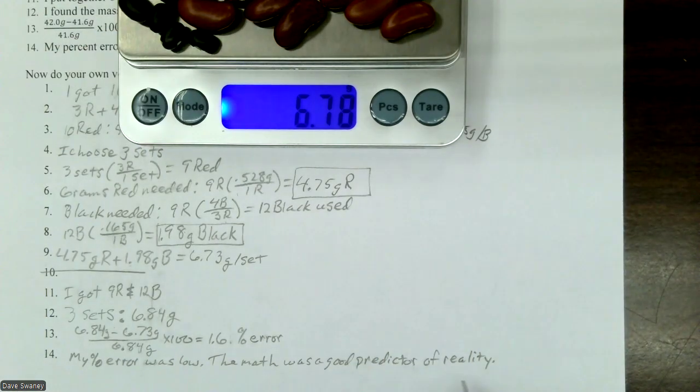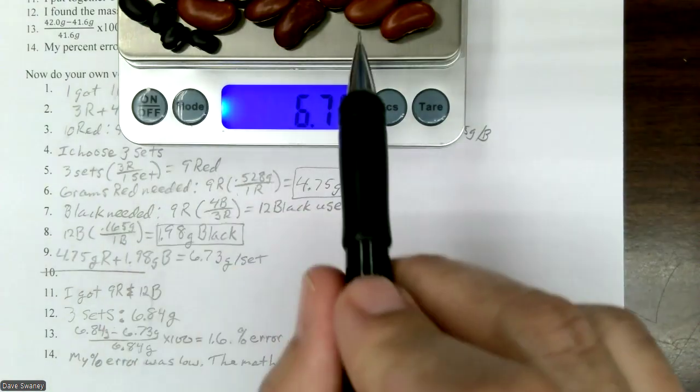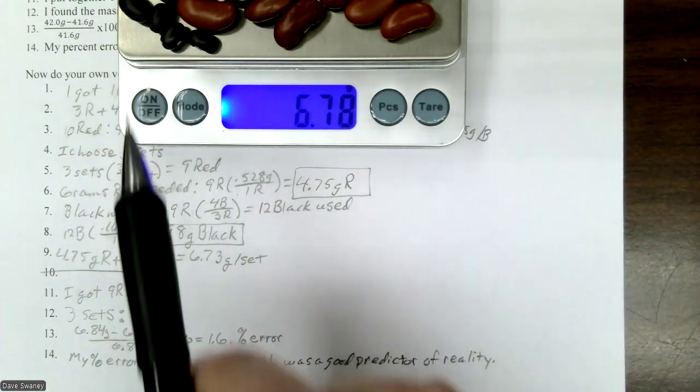So the math is a good predictor of reality, which is my point. When we do this math, we are not just making it up. We can prove it by doing real items, using real items like beans.